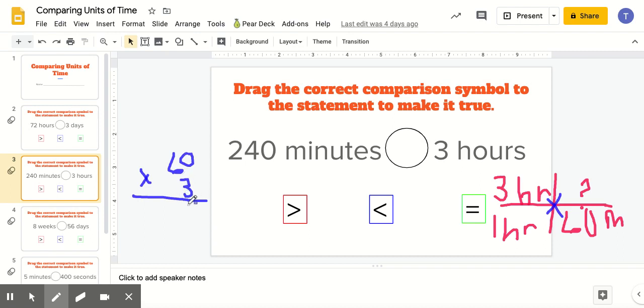0 times 3 is 0. 3 times 6 is 18. So there is 180 minutes in 3 hours. Okay, now we can go back and compare which one is greater, 240 minutes or 180 minutes. And 240 minutes is greater than 180 minutes. Therefore, 240 minutes is greater than 3 hours.